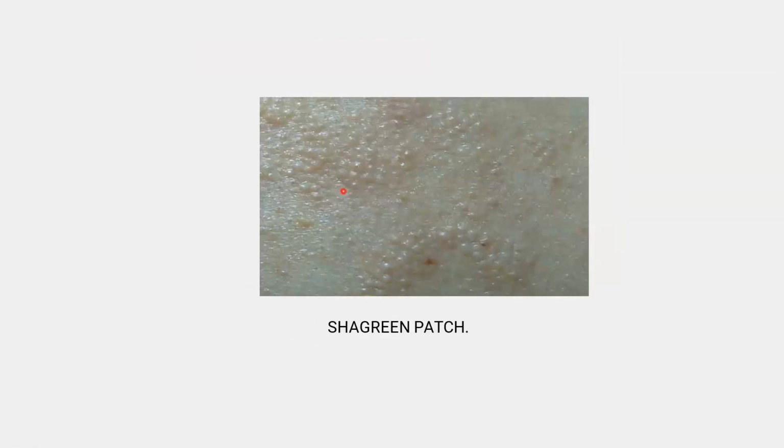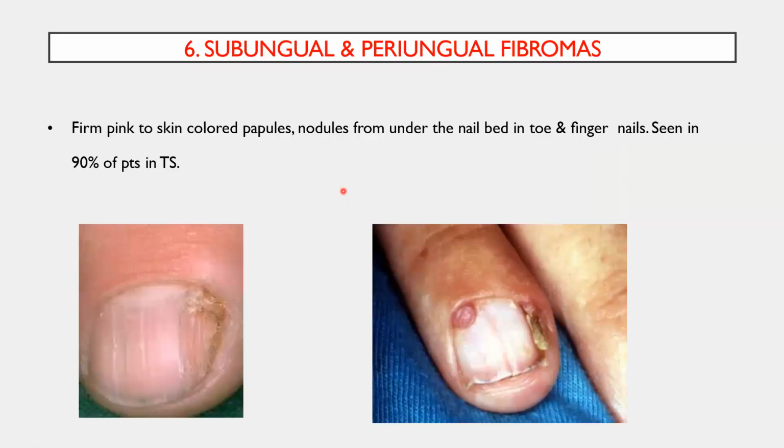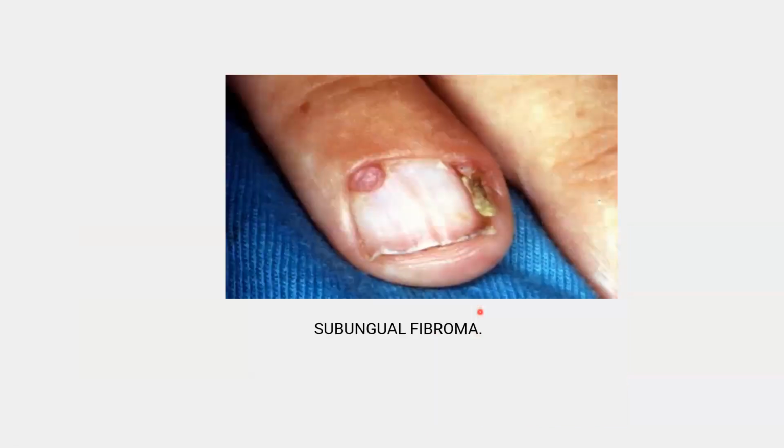This is one more diagram. This cobblestone-like appearance in the lumbosacral area with a central plaque. And periungual and subungual fibromas are also characteristically seen in tuberous sclerosis. This is also included in the diagnostic criteria of tuberous sclerosis. Most of the patients, about 90%, will have these in tuberous sclerosis. One more diagram of subungual fibromas.